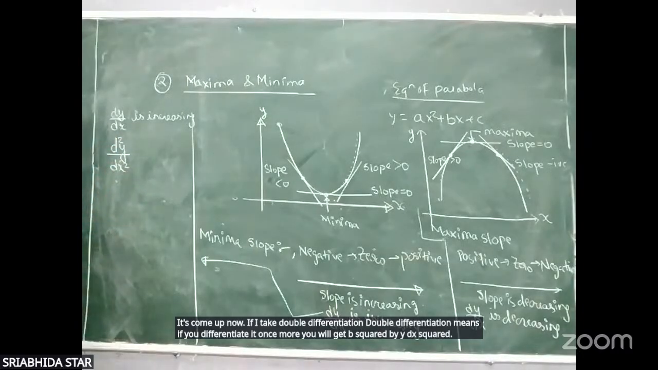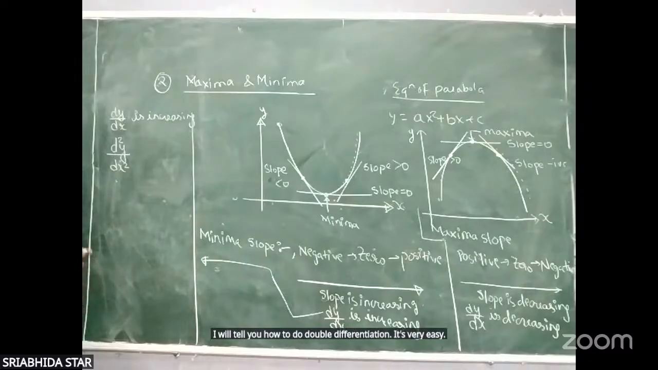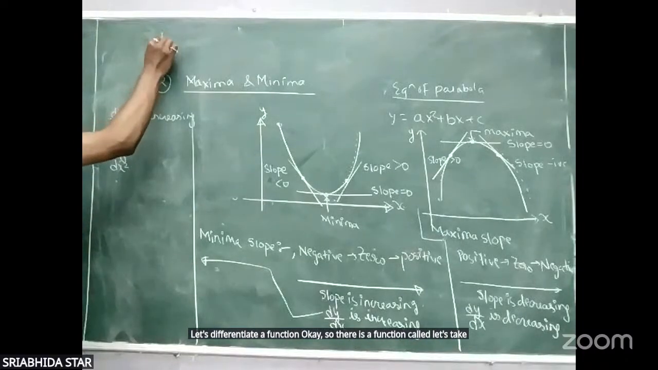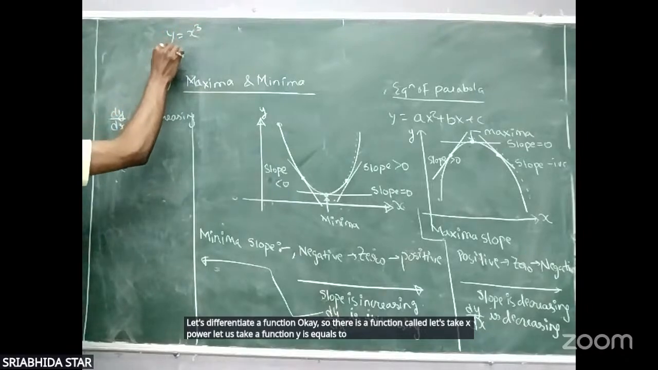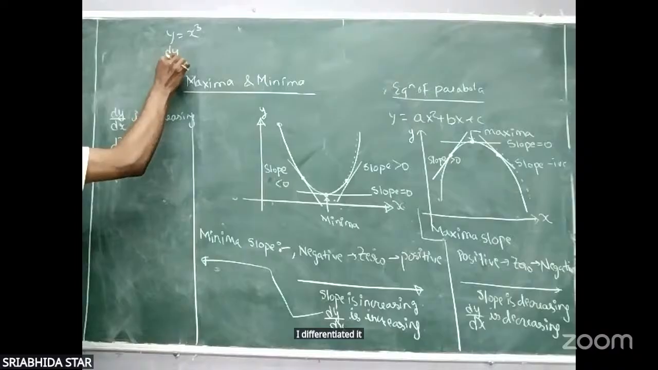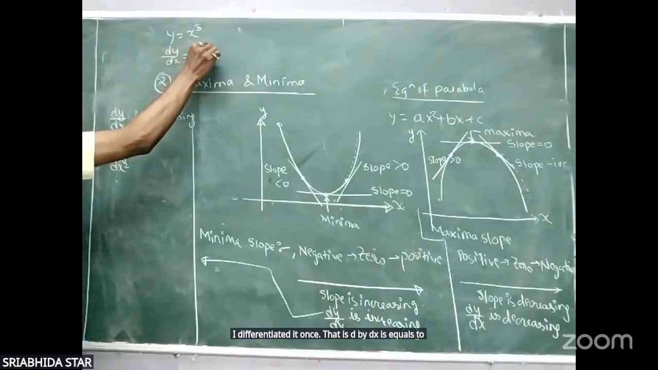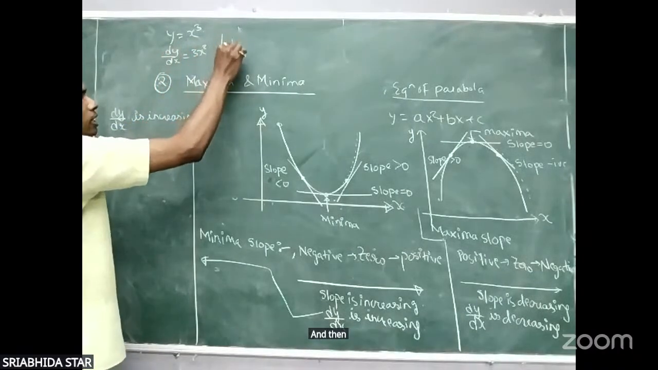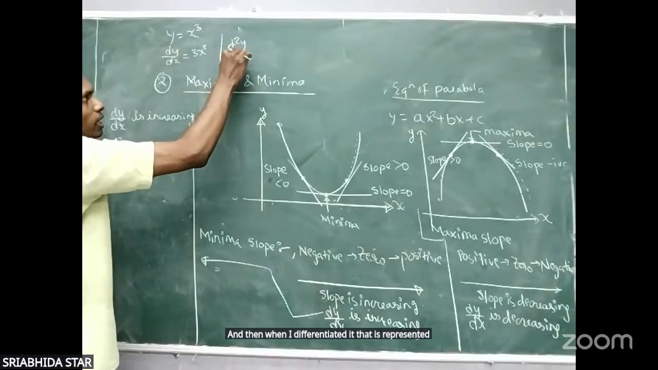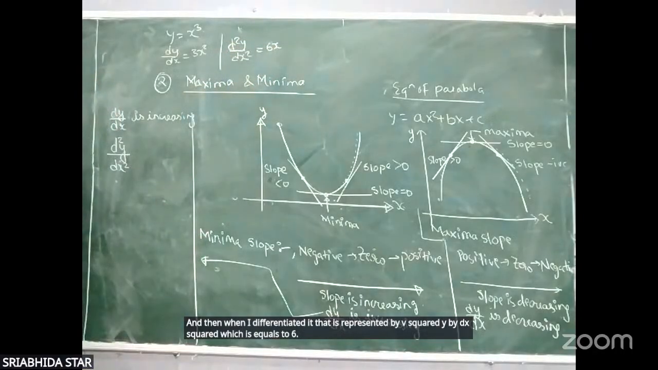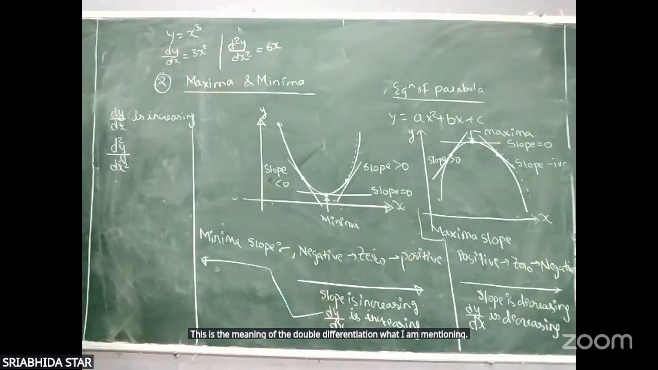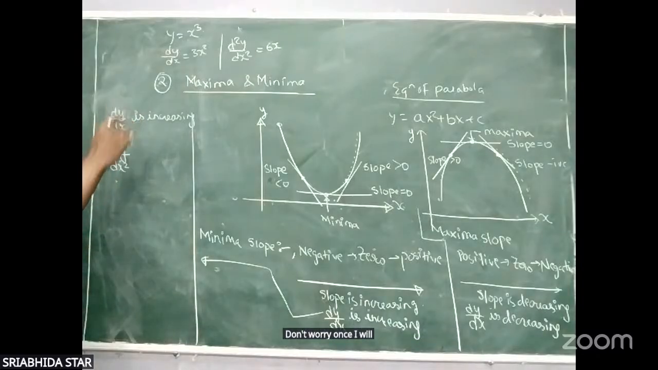I will tell you how to do double differentiation. It's very easy. Just differentiate a function. Let us take a function y is equal to x cube. I differentiated it once. That is dy by dx is equal to 3x square. And then again I differentiated it. That is represented by d square y by dx square, which is equal to 6x. This is the meaning of the double differentiation what I am mentioning. Don't worry, once I solve the example, things will become more clear.